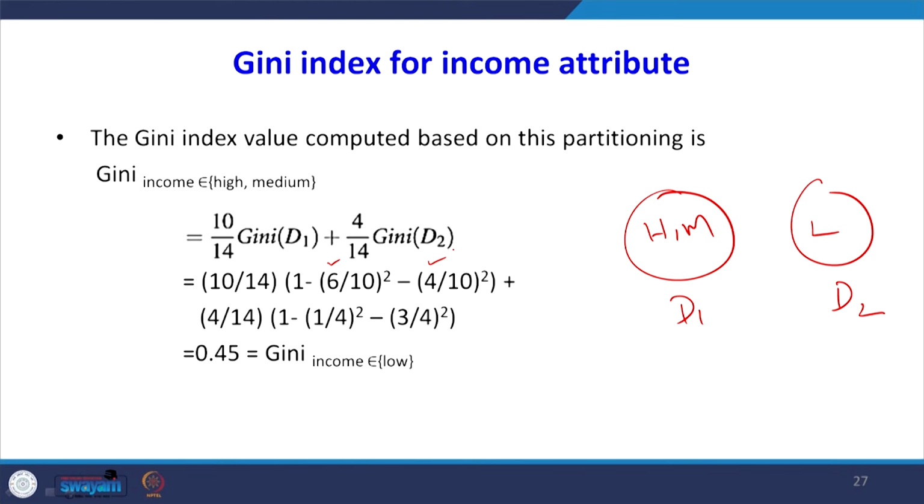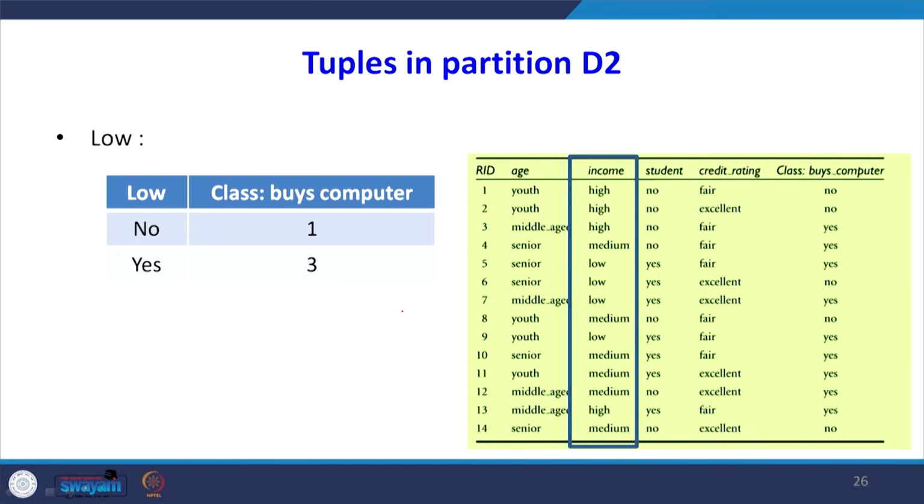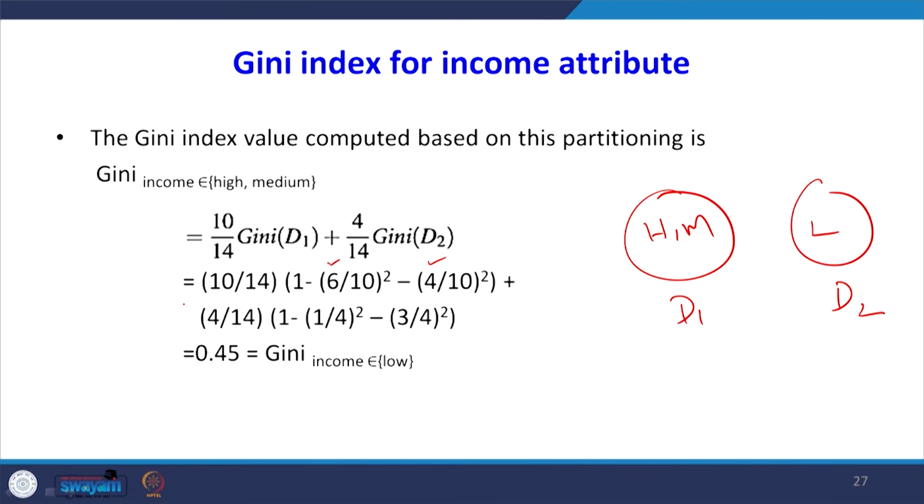For D2, the Gini index value is 4 divided by 14. There was 1 yes and 3 no. Sorry, there were 3 yes and 1 no. So, 1 minus 1 divided by 4 whole square minus 3 divided by 4 whole square. So, the Gini index for the high and medium group is 0.45. That is nothing but the Gini index for the other group also, that is our group low.